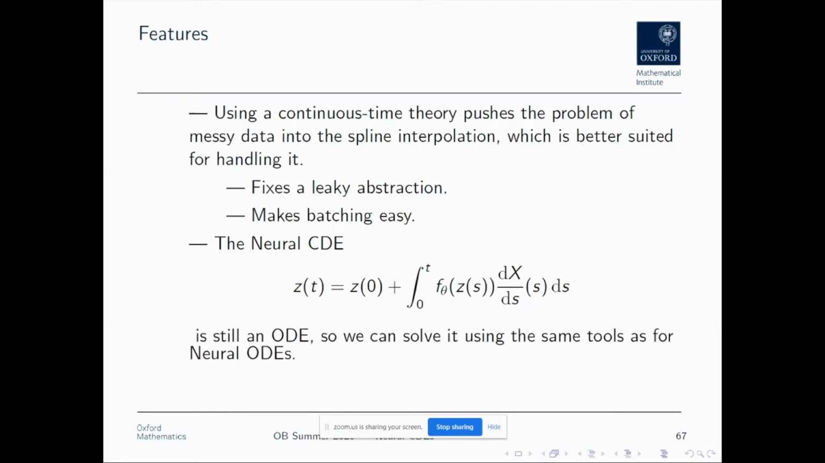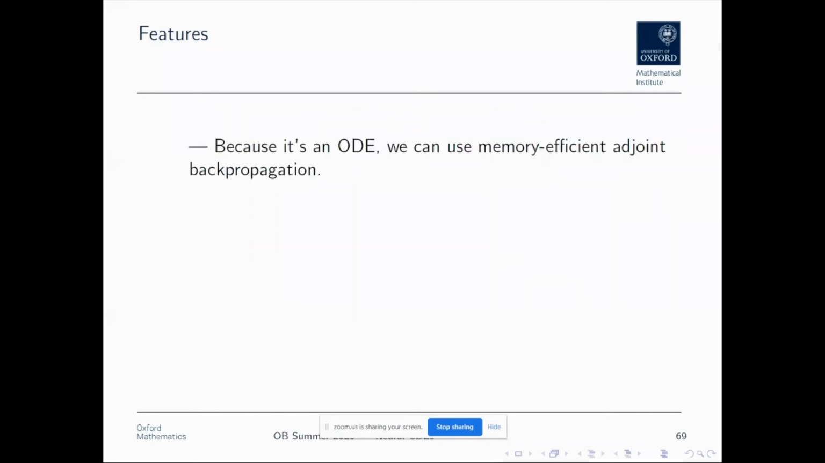And because of that, we can actually solve it using the same tools that we already have available for neural ODEs. In particular, we can solve it with the same software and the same code. So this is a very straightforward model to implement. Next up, because in some sense it's still an ODE, we can use that adjoint backpropagation that I introduced earlier, or at least covered earlier.